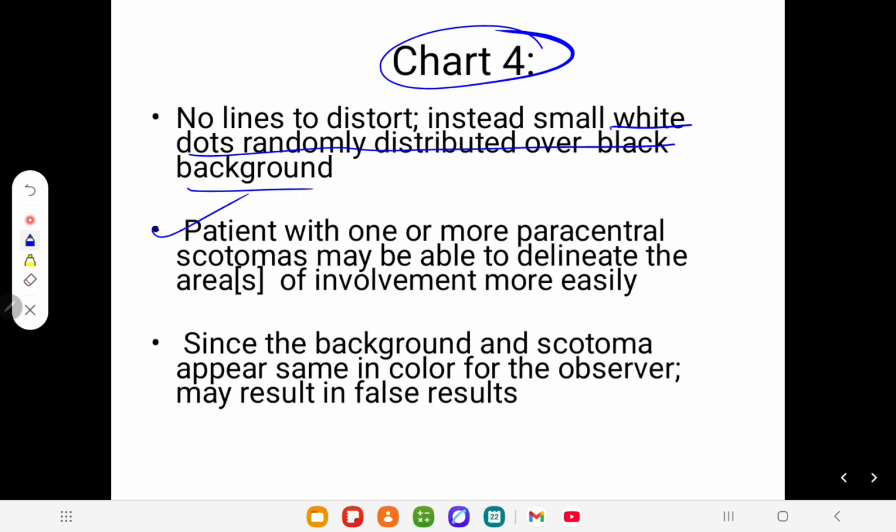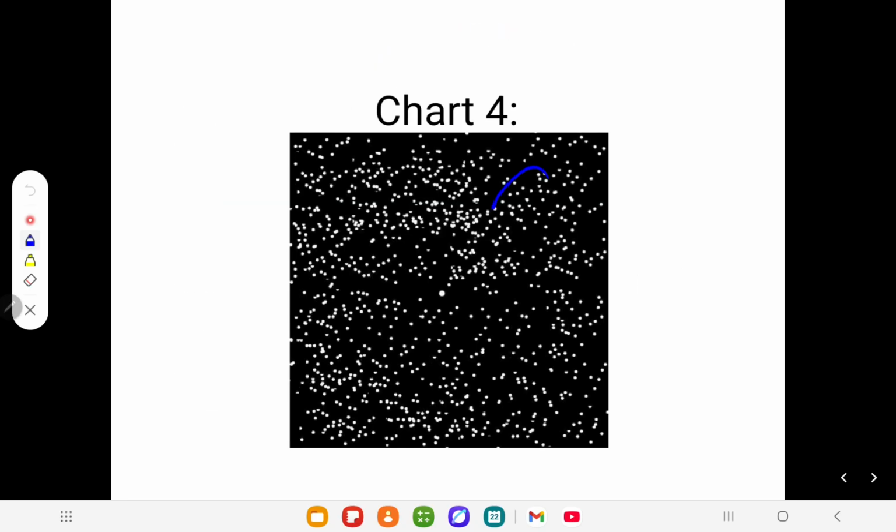A patient with one or more paracentral scotomas may be able to delineate the areas of involvement more easily. We think that if there is a scotoma, then the patient can distinguish it because these white dots will vanish, isn't it? Since the background in the scotoma appears the same color for the observer, it may result in a false result. But we hope that somewhere where no white is seen by the patient because it is hidden by the scotoma, then the patient can recognize there is a scotoma, because I can see whites elsewhere.